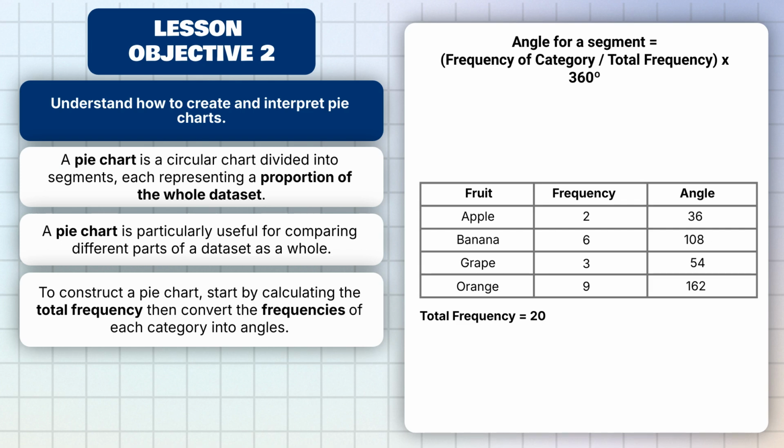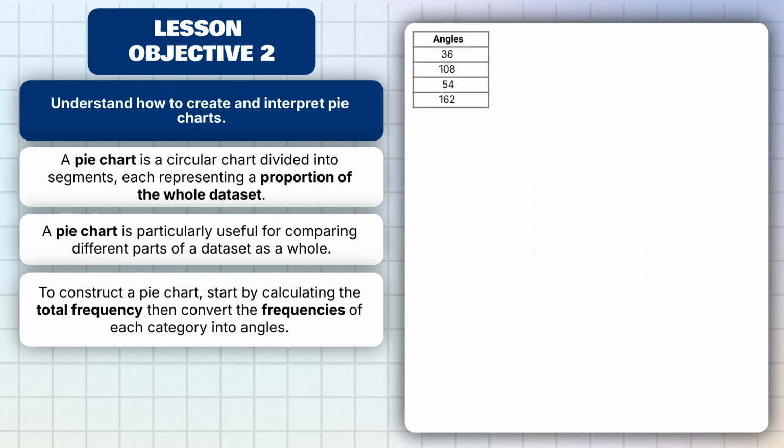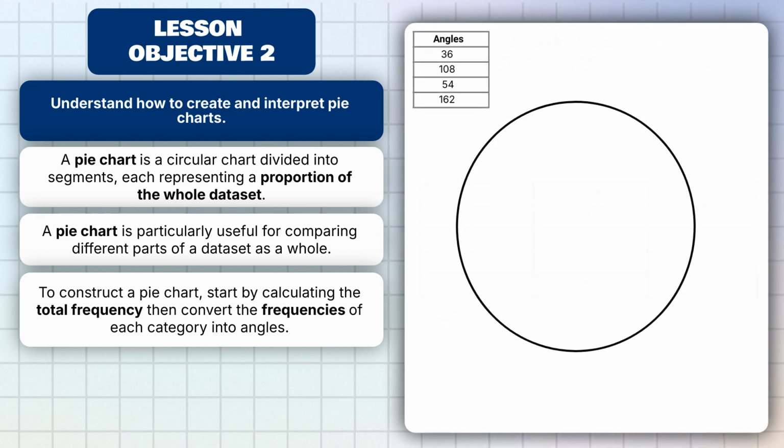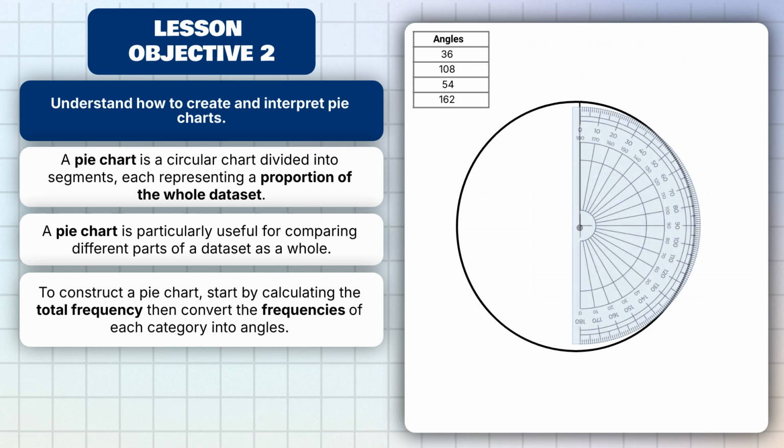We now move on to actually drawing the pie chart. Start by drawing a circle and a line from the center to anywhere on the circumference. Use a protractor to measure and mark each segment's angle. Draw a line from the center to the edge of the circle at these angles. Continue marking and dividing the circle until all segments are represented.